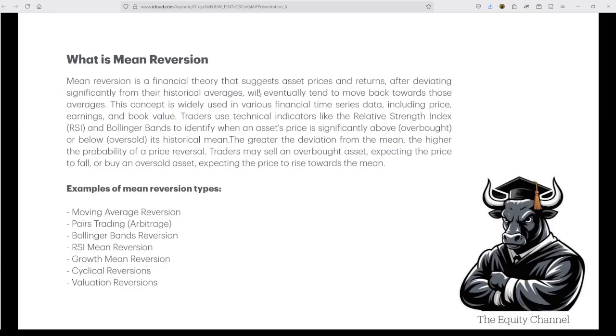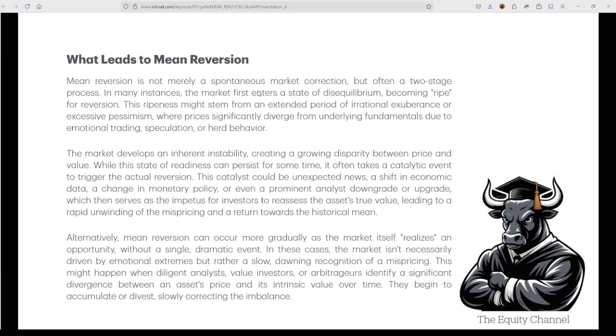Now, this is the big topic right here. What leads to mean reversions? The mean reversion is not merely a spontaneous correction, right? It's often a two-stage process. In many instances, the market first enters a state of disequilibrium, becoming ripe for reversion.